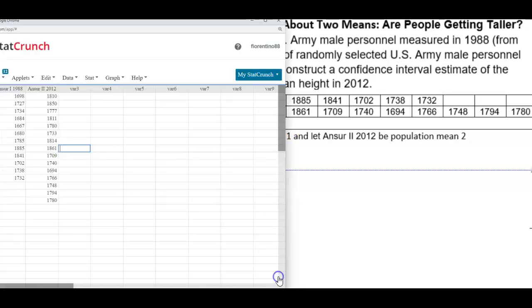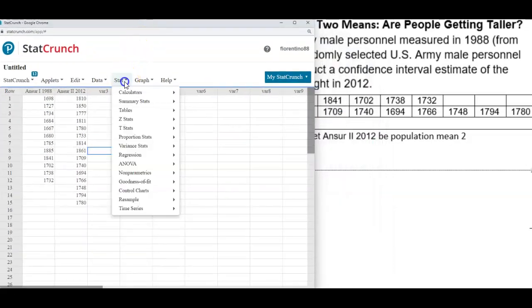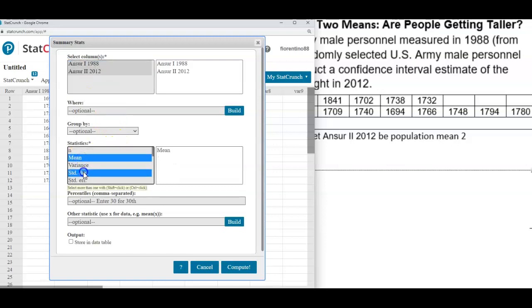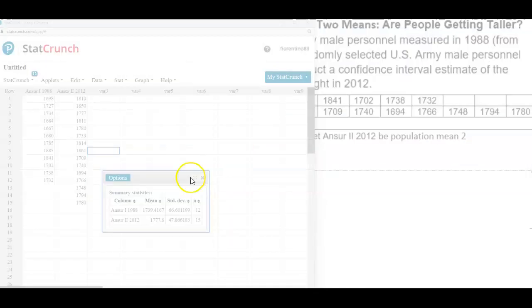So what you're going to want to do is enter in the data. You title the first column sample 1, and the second column sample 2, and we're going to put all the values in. Once the values are in there, we go to Stat, select Summary Stats, and select Columns. Then we select both of these columns, and find the mean, standard deviation, and the sample size, and then select Compute. Now we copy this and make sure that we write down the information given here.